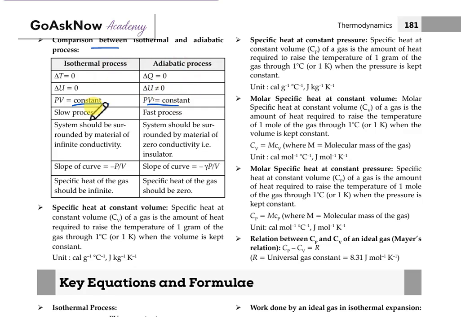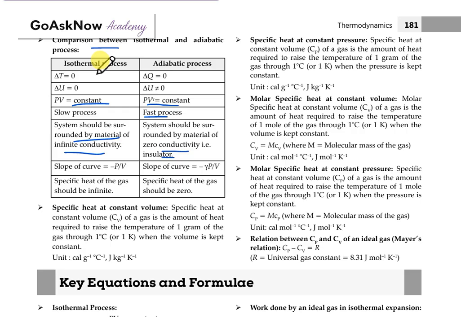Isothermal is a very slow process, whereas adiabatic is a fast process. For isothermal, the system should be surrounded by a material of infinite conductivity. For adiabatic, the system should be surrounded by a material of zero conductivity. It means an insulator, obviously the conductivity is not there. So just keep in mind that in the adiabatic process, there will be zero conductivity.